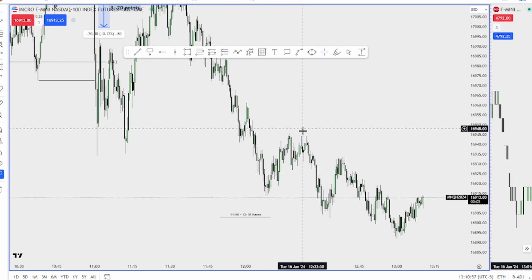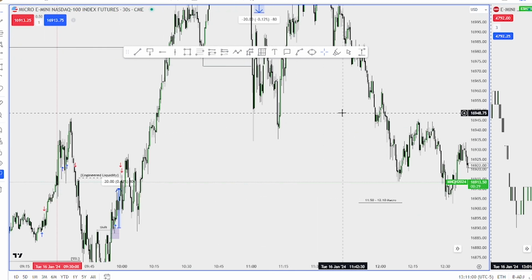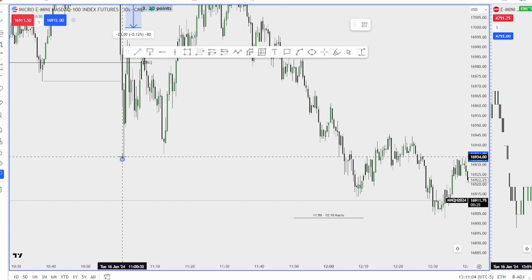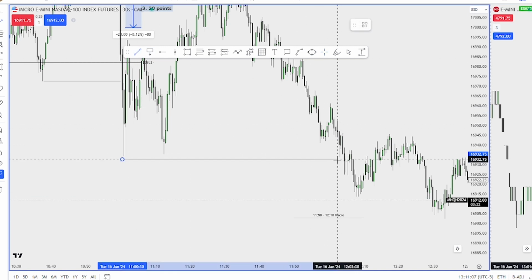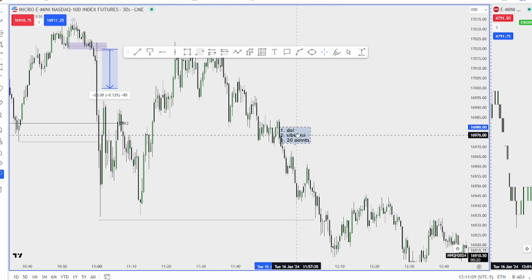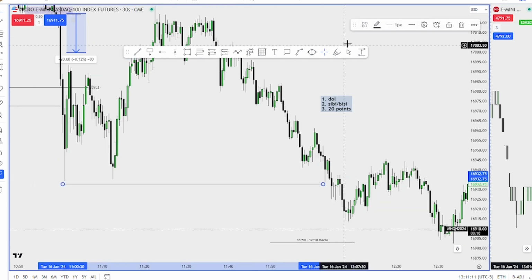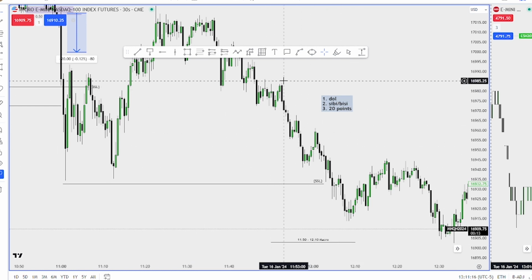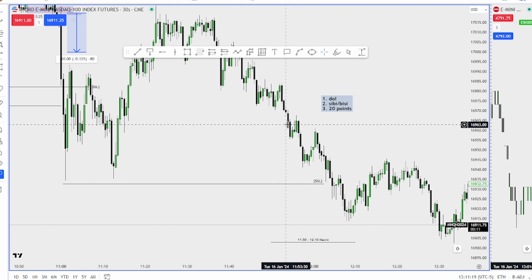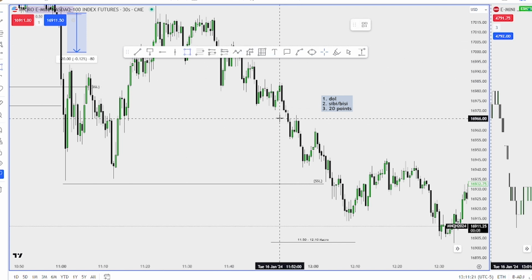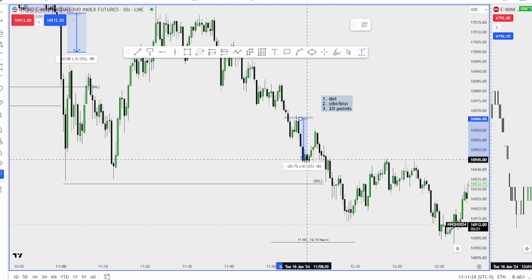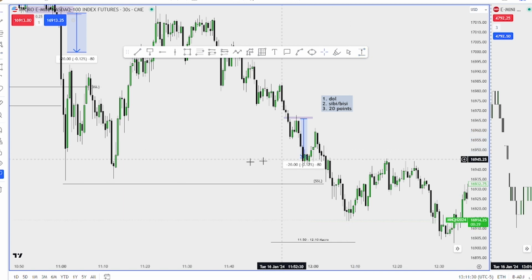Now we're going to move on to the 11:50 to 12:10 macro. This macro was an expansion macro into these lows right here. Let's bring back our criteria. One, do we have a draw? Yes, we do. We have sell side. And two, do we have a SIBI or BISI? Now entering this macro, you can see that we take the high, shift, we have a SIBI here. And does it offer 20 points? Yes, it does. So 20 points here, and it takes you all the way to the sell side.